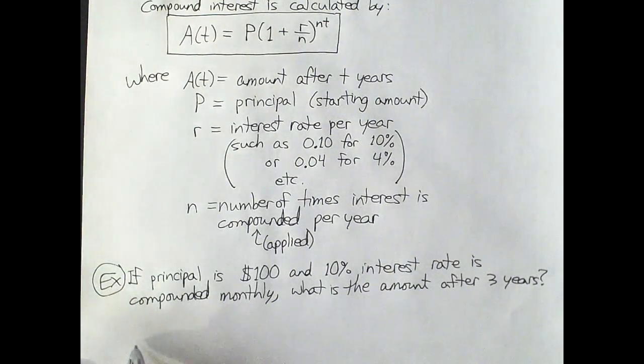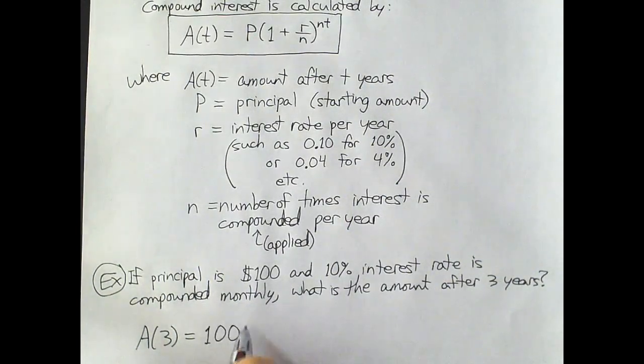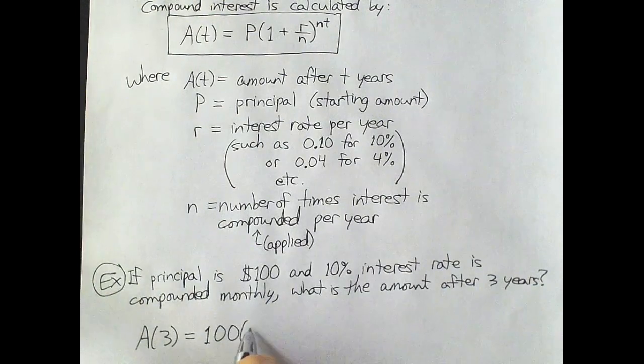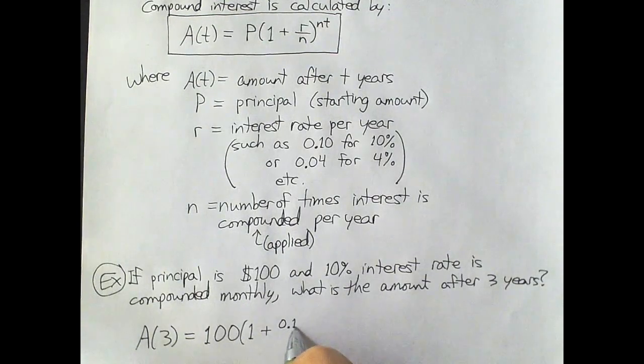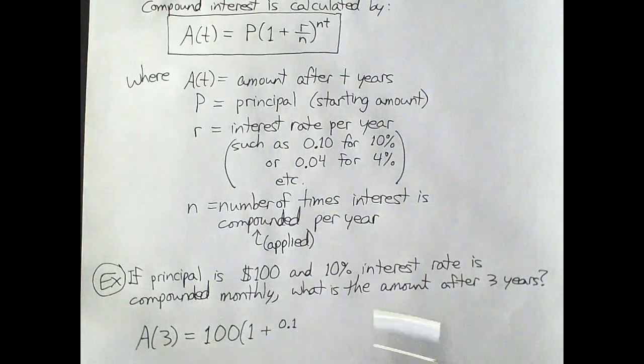So I know that I want to use this formula. I know that I want the amount after 3 years, so I want A of 3. I know the principal was 100. Let's just start putting things into the formula. 100, 1 plus. The interest rate is 0.1. You know, for 10%, you could write it as 0.10, or you could just write 0.1.